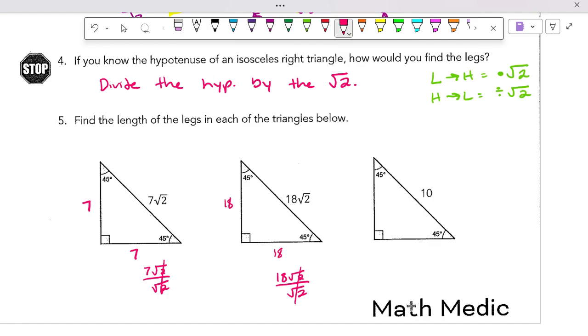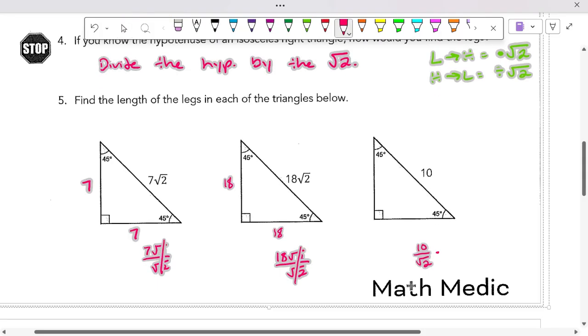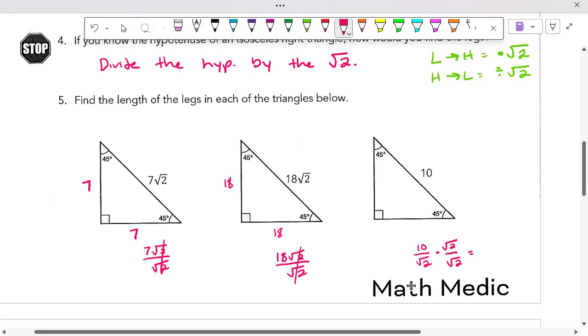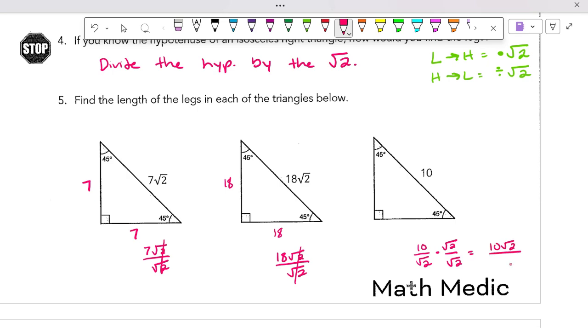All right, last one's a tricky one. Elizabeth, pick someone to, or Lizzie, sorry. Pick someone to. All right, right. Because what do we end up having to do with that denominator? We got to rationalize it. So we would multiply by the square root of 2 over square root of 2. That would give us 10 square root of 2 over 2, which if we simplify the 10 over 2, that's 5 square root 2. So that's what these would be.